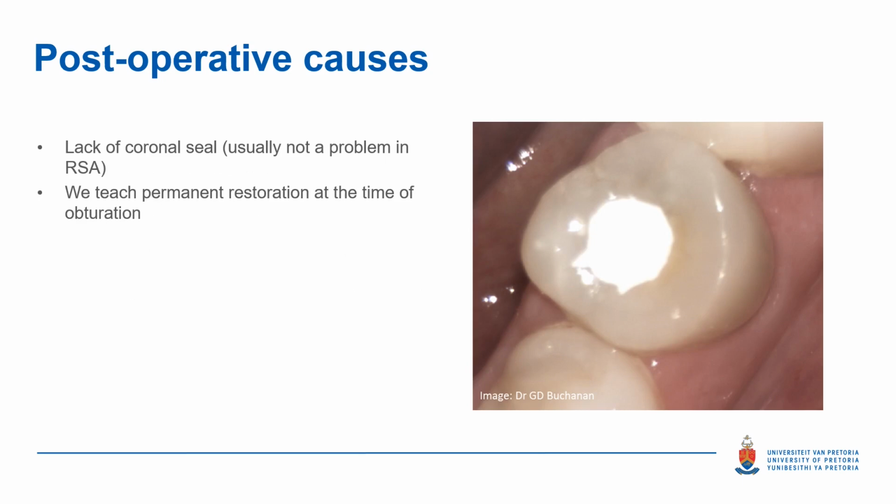Let's have a look at some specific post-operative causes. Lack of coronal seal: it's usually not a problem in South Africa because we teach you guys to restore the tooth definitively right after we've obturated. This is not true of all countries though. Especially in countries where endodontics is a specialty, very often the root canal treatment is completed and they place something like a Cavit or an IRM and send it back to their referring dentist. But then often, once the root canal treatment is completed and the pain is gone, the patient doesn't go back to the original referral because they don't want to pay more money, and then we can have leakage past that Cavit or that provisional restoration. But that's really not a problem in South Africa because we restore permanently at the time that we obturate.